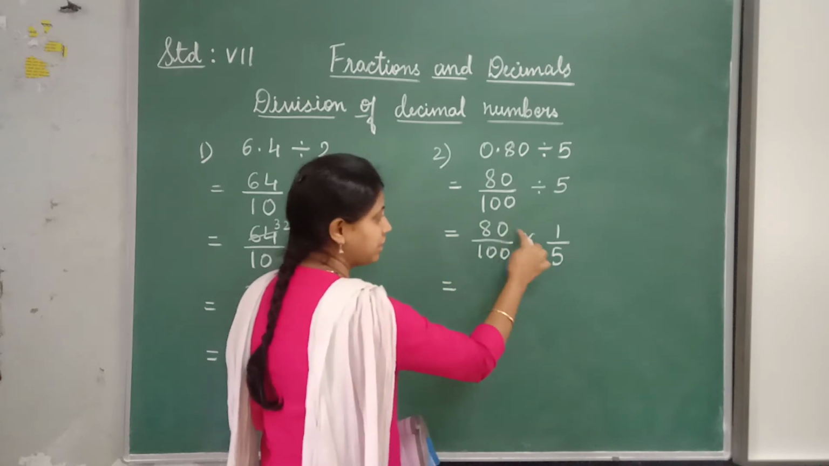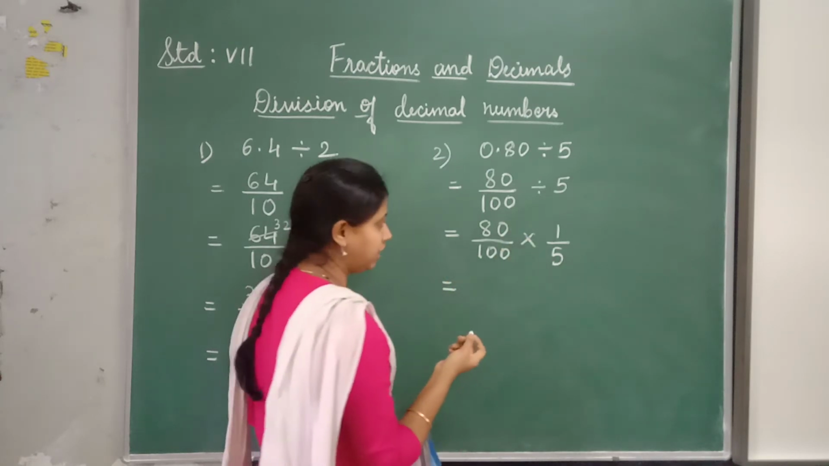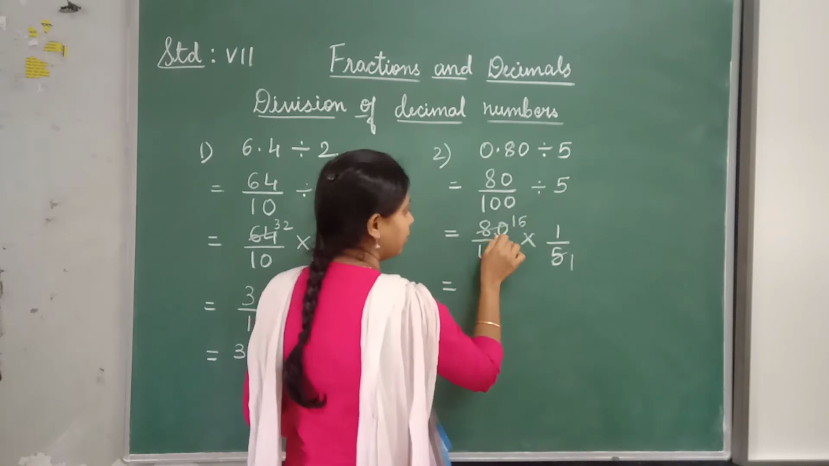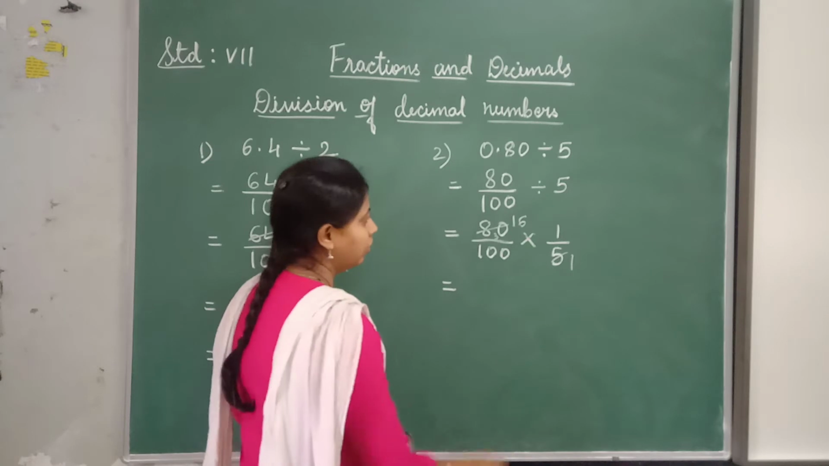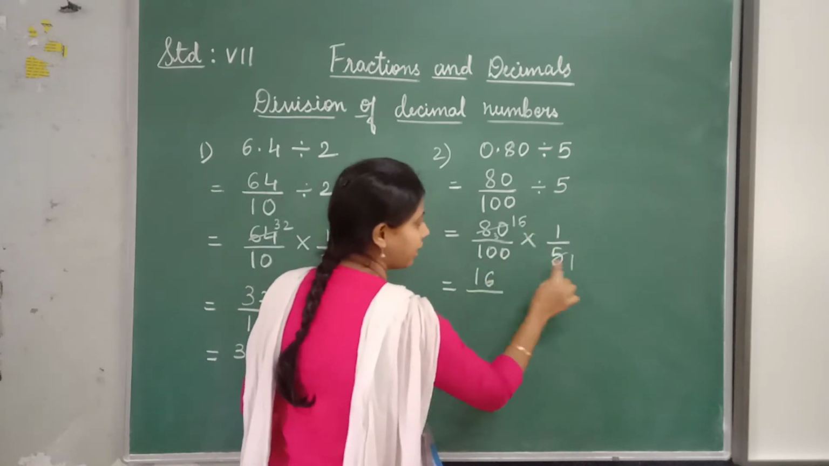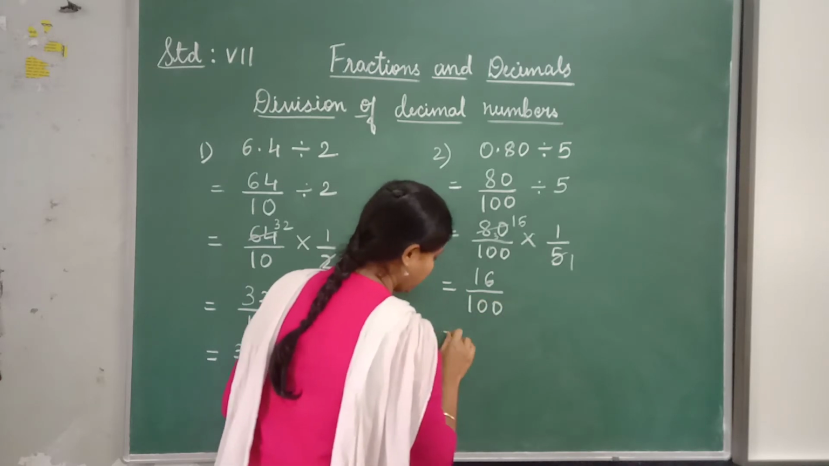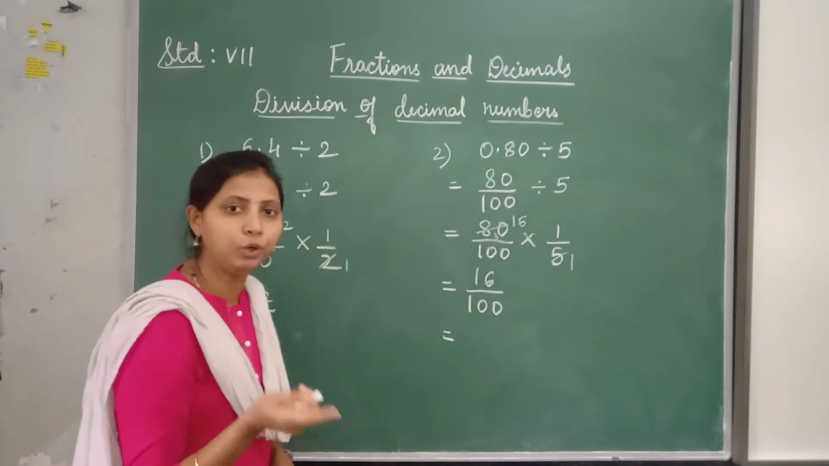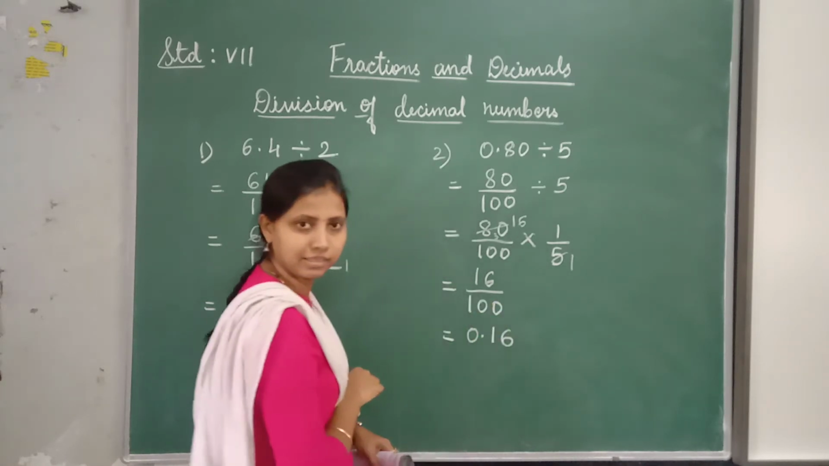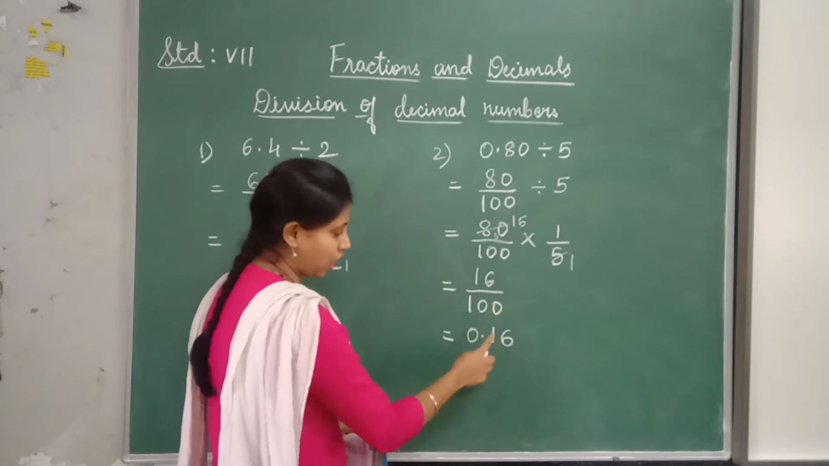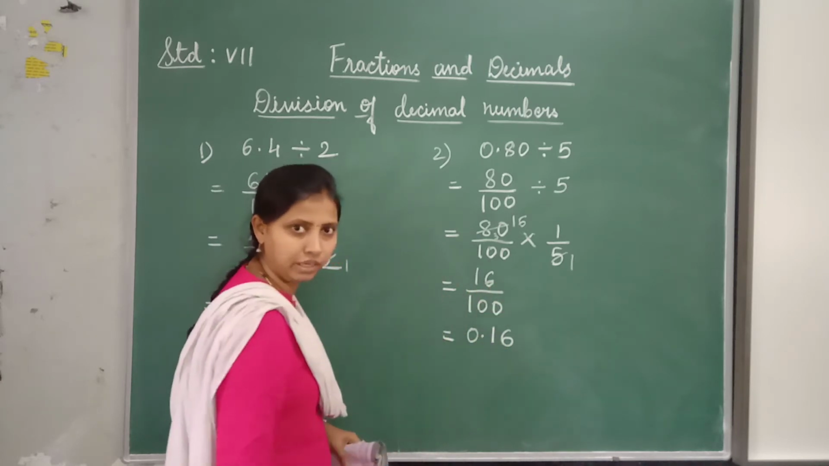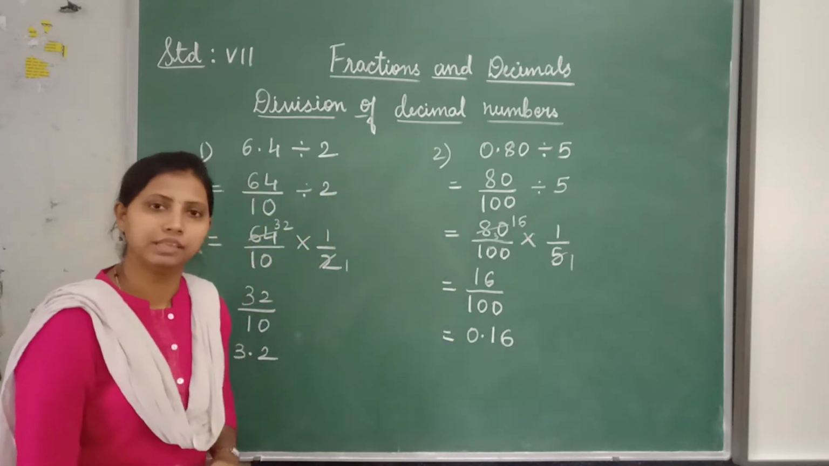Now you can simplify, cross cancelling as you have learned for multiplication of fractions. 5 ones are 5, 5 sixes are 30, 3 remains, so 80 becomes 16. Now multiply numerator to numerator: 16 into 1 is 16, 100 into 1 is 100. So what is 16 upon 100? Convert again into decimal and you will get 0.16. Two zeros, so after the decimal point 2 digits, 1 and 6, and before that you write 0. So 0.16 is the answer children.